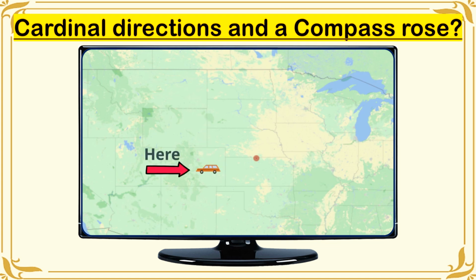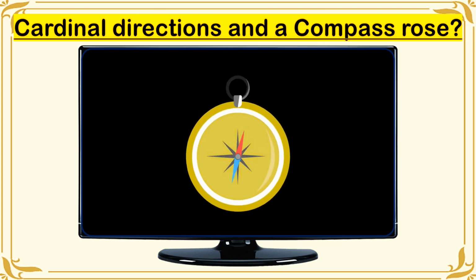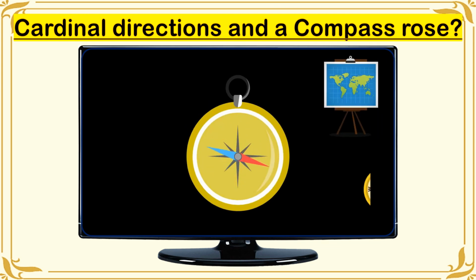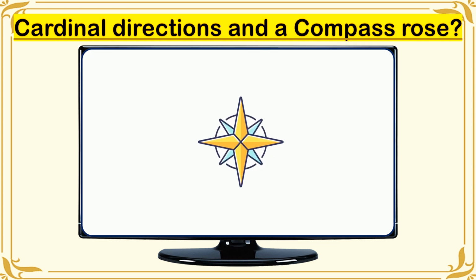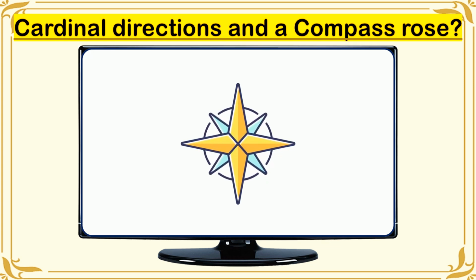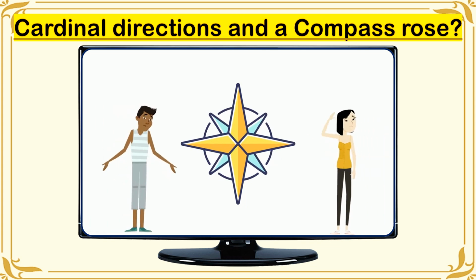In order to navigate these directions, you need to know your cardinal directions. The cardinal directions are found on maps and compasses, and also can be found on a compass rose. Here's what one example of a compass rose looks like. So what are the different directions found on a compass rose and are the cardinal directions?